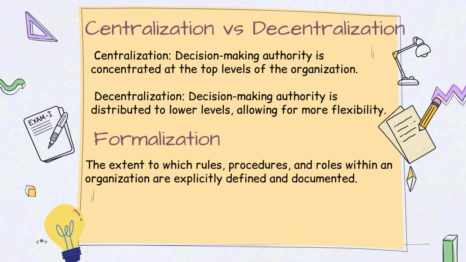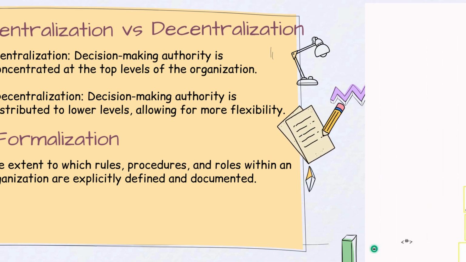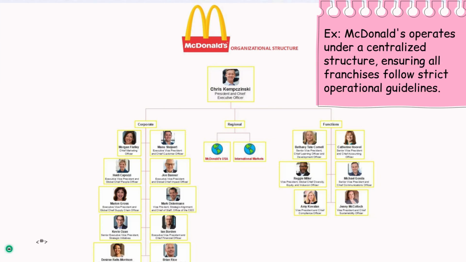Coming to the third thing of organizational structure is centralization and decentralization. Centralization, decision-making authority is concentrated at the top level of the organization. Decentralization, decision-making authority is distributed to lower levels, allowing for more flexibility. The final part of organizational structure is formalization. The extent to which rules, procedures, and roles within an organization are explicitly defined and documented.